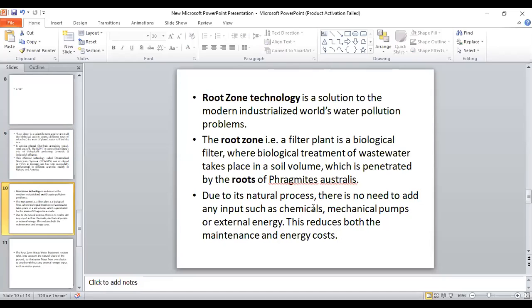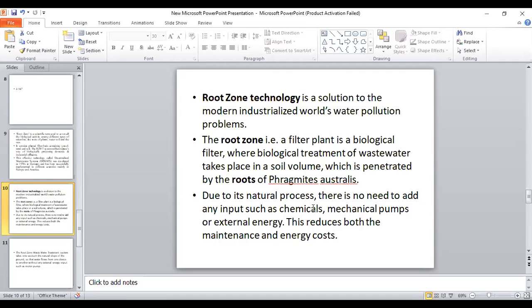It can act as a decentralized sewage treatment system. The root zone, that is a filter plant. The root zone, also known as the filter plant, is a biological filter where biological treatment of wastewater takes place in a soil volume which is penetrated by the roots of Phragmites.